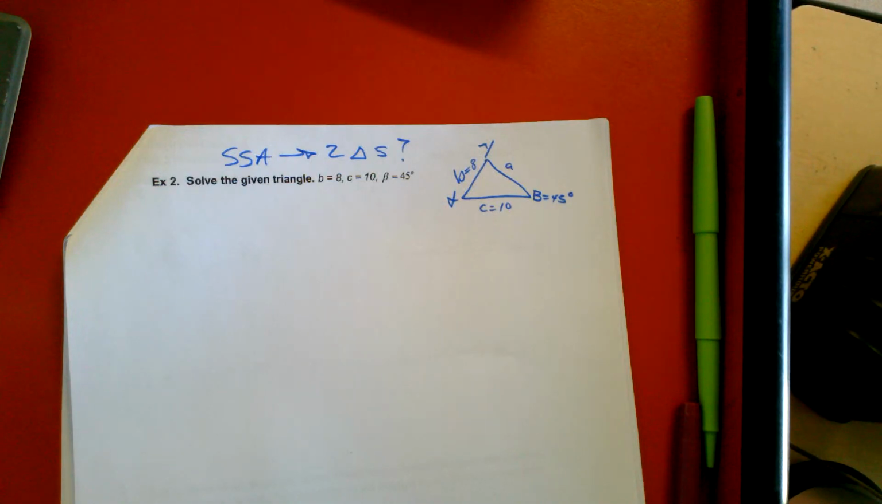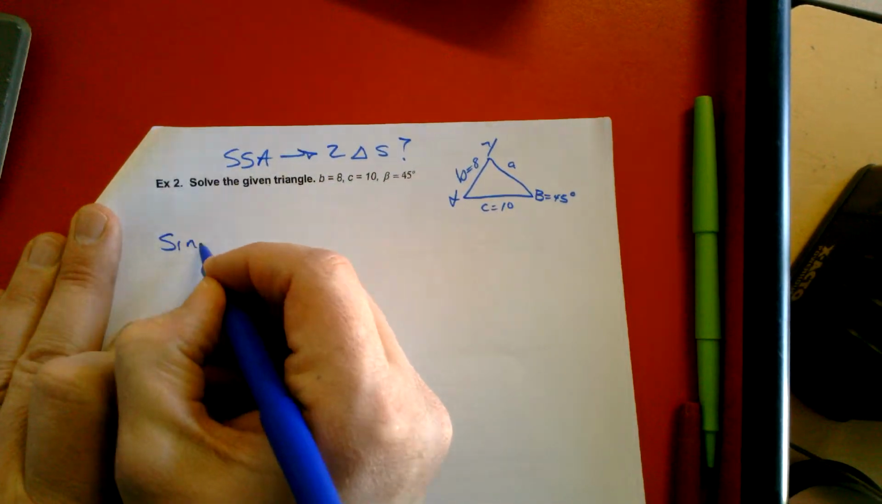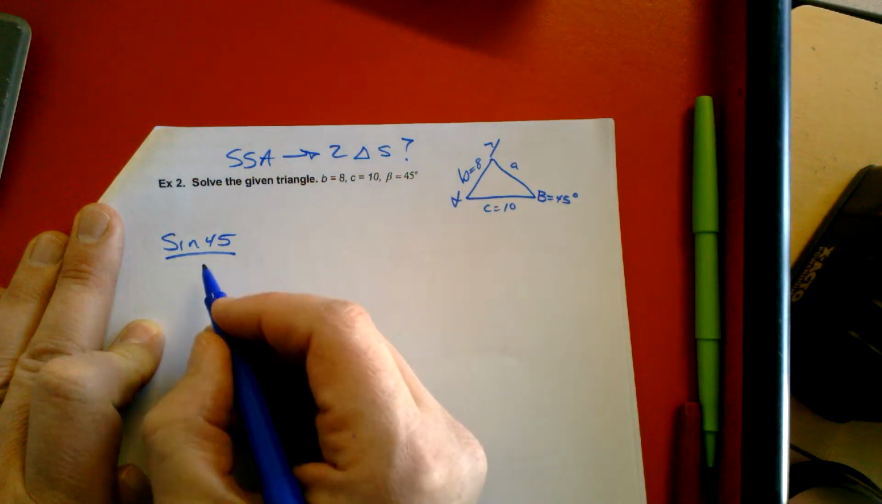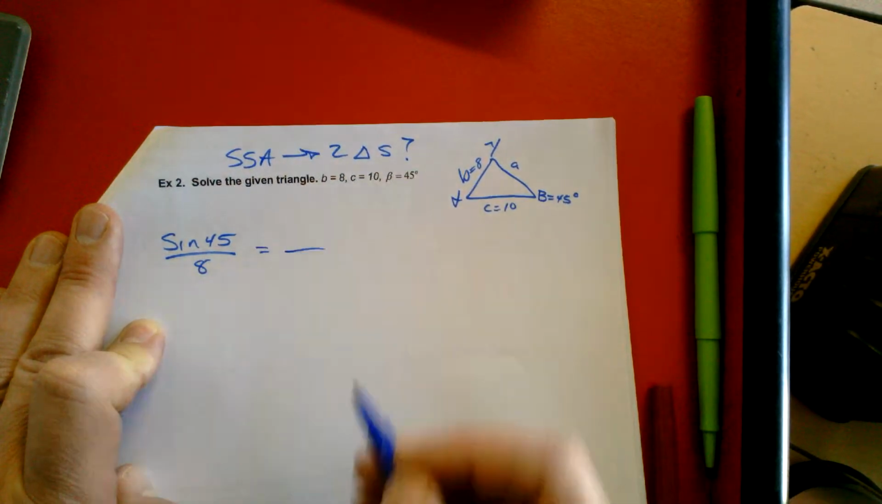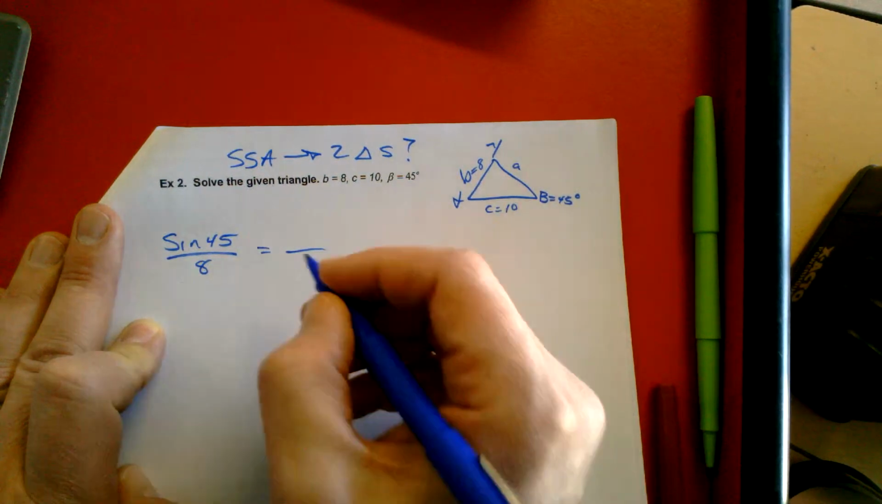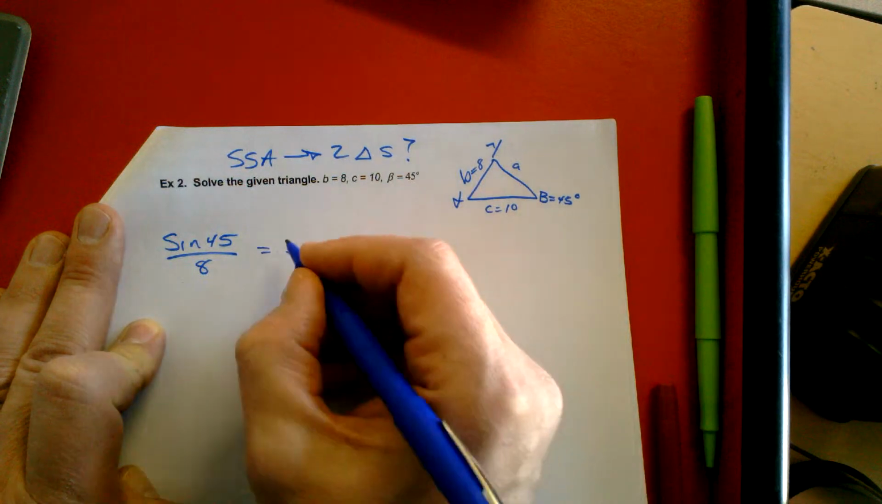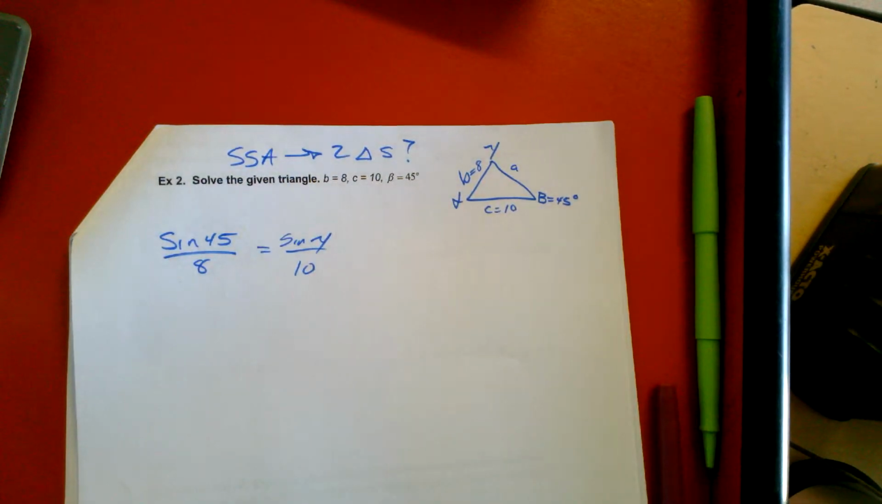All right. So here we go. We dive right in. The given angle I got is 45. Across from 45 is 8. The side that they gave me was C, right, which is 10. And then that allows me to find the angle, gamma, again. So far, so good.